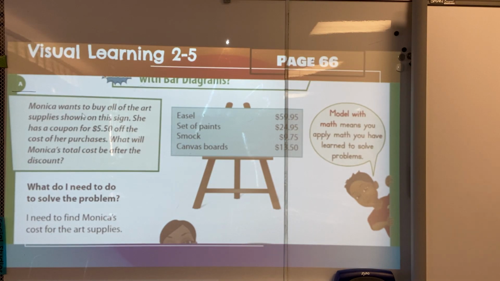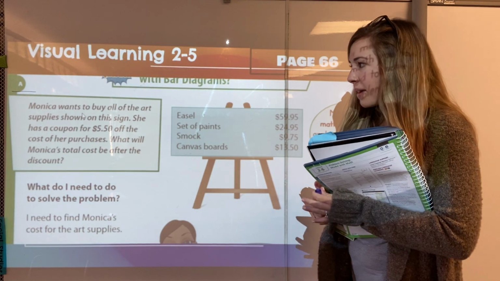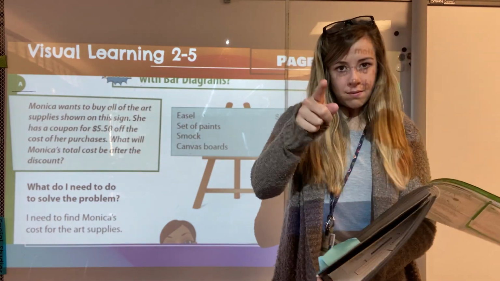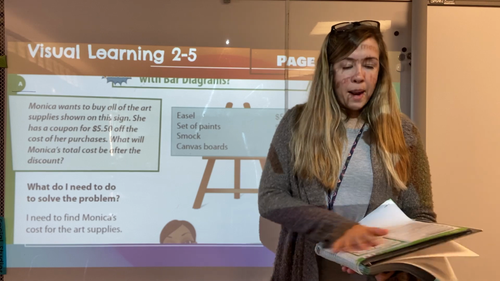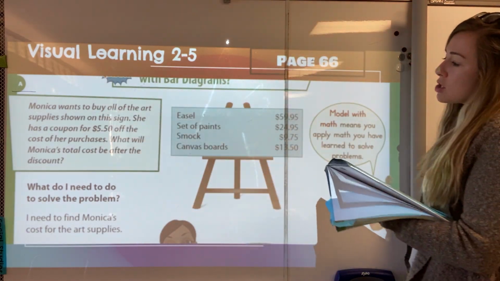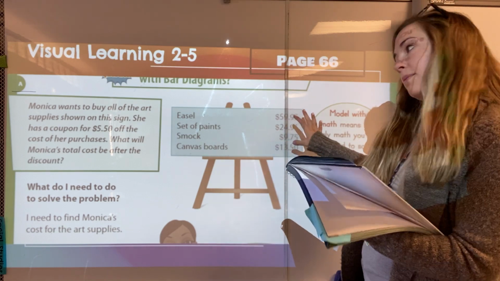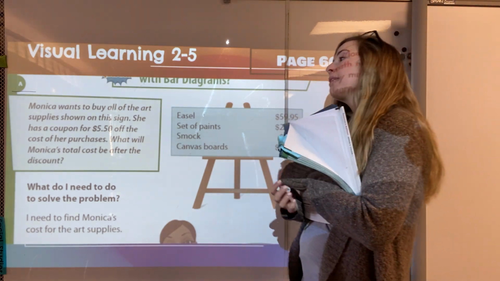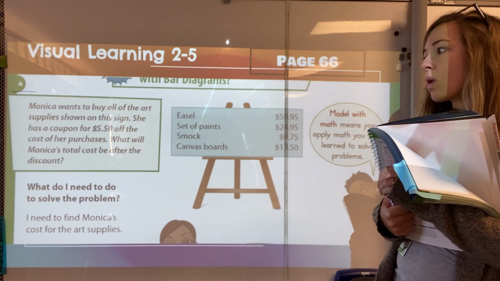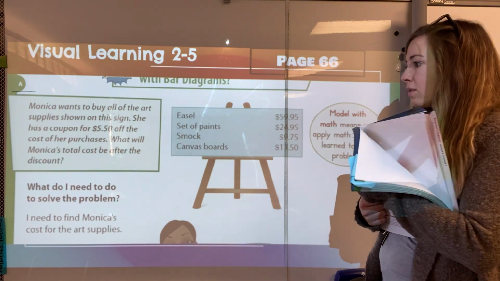All right, so Monica, I'm over here. You are over on page 66. Flip your page over. You're looking at part A. Here we go. Monica wants to buy all of the art supplies shown on the sign. All of them. Wow, what an artist. Okay. She has a coupon for $5.50 off the cost of her purchases. What will Monica's total cost be after the discount?